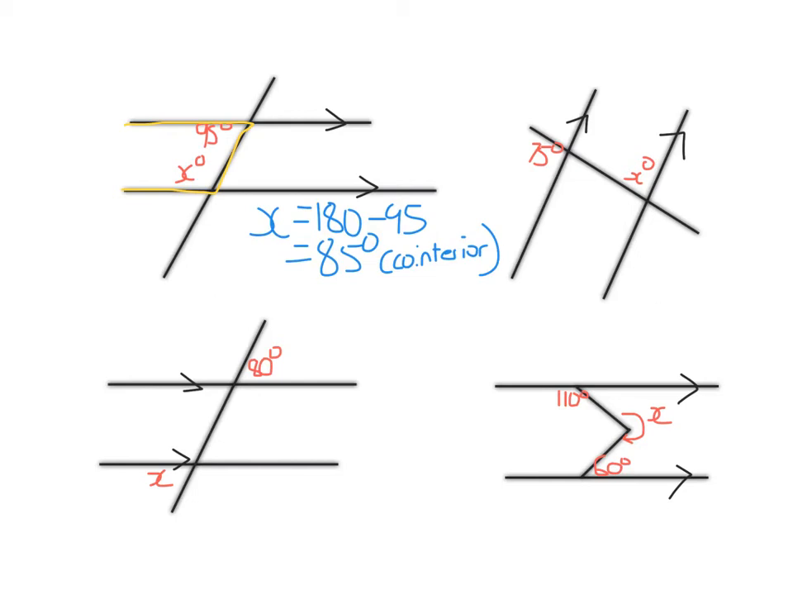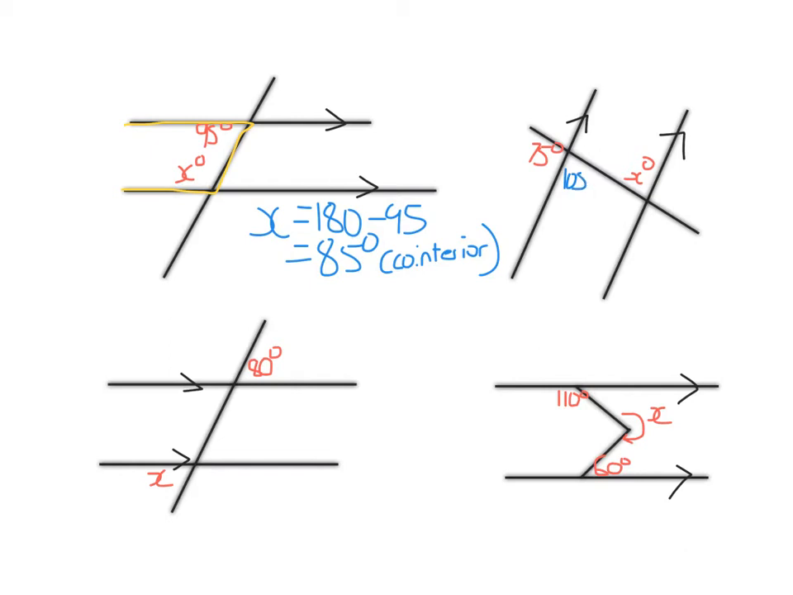Now this one's a little more tricky, reason being because x and 75 are not any of the special angles that we went through. They're not alternate, they're not corresponding, not vertically opposite, not co-interior. Sometimes I need to find another angle first before I can find x. So, as an example, I could find this angle here.